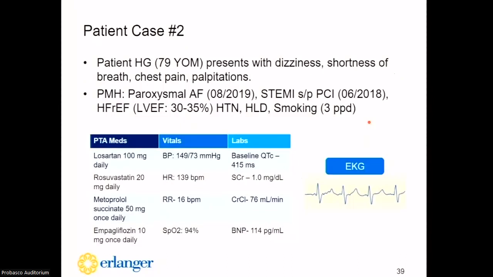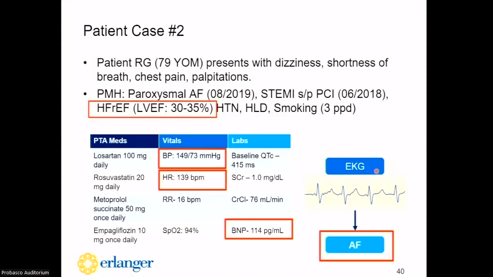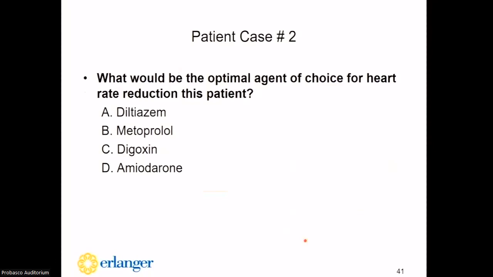So patient case number 2, patient HG is a 79-year-old male presenting with dizziness, shortness of breath, chest pain, and palpitations. He also had atrial fibrillation diagnosed in 2019, similar to our previous patient. However, this patient has HFrEF with a left ejection fraction of 30 to 35%. Blood pressure is 149/73. We also had a heart rate of 139 beats per minute, and based on our BNP, likely not in a current heart failure exacerbation. And per our EKG, we have atrial fibrillation on the monitor. So what is going to be our optimal agent of choice for this patient?